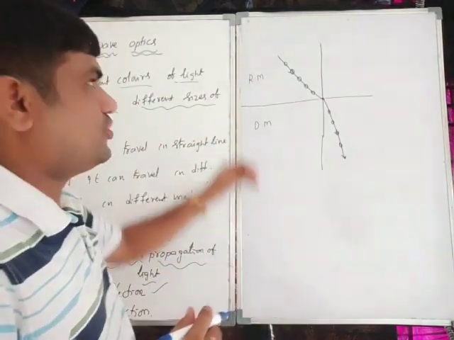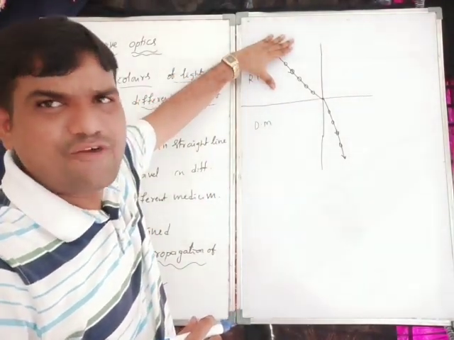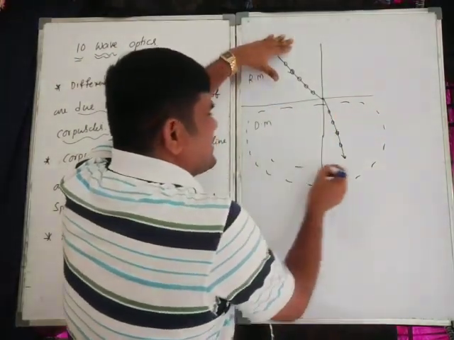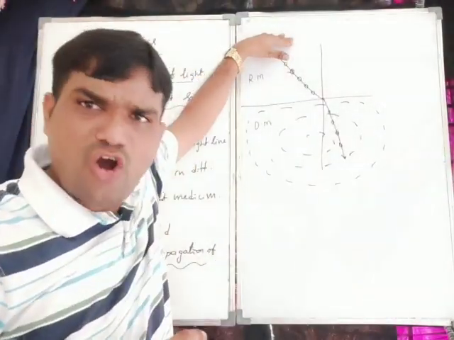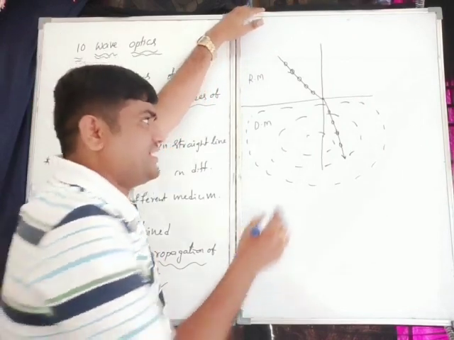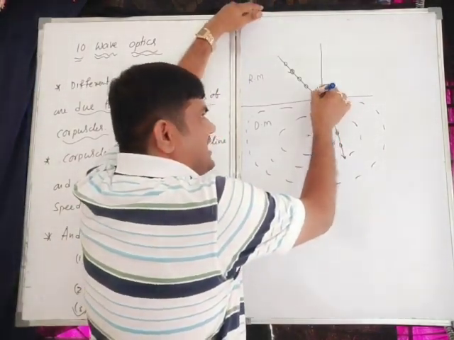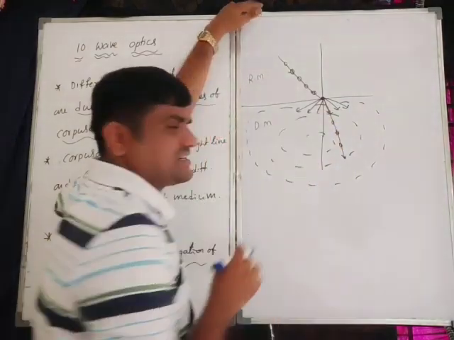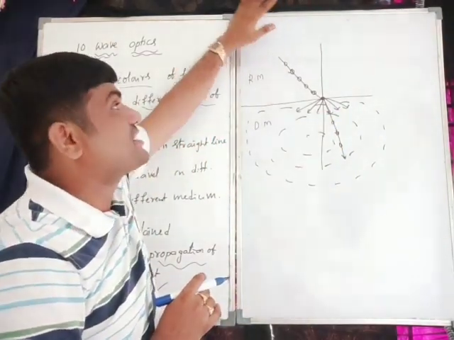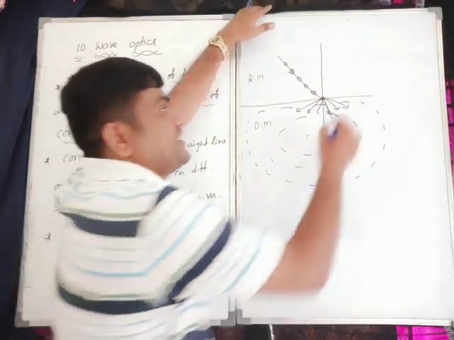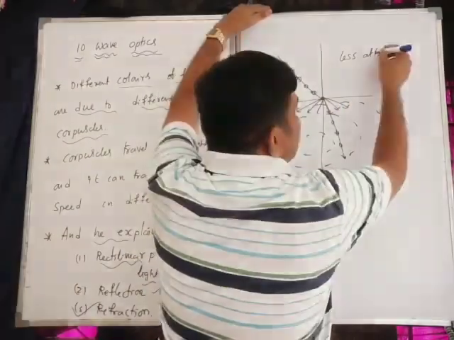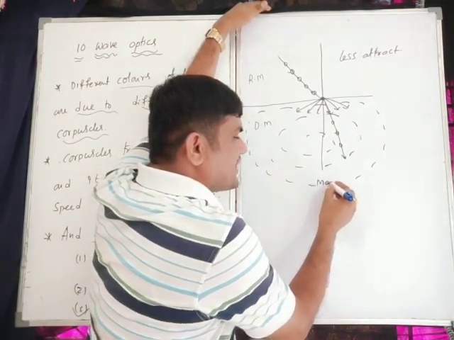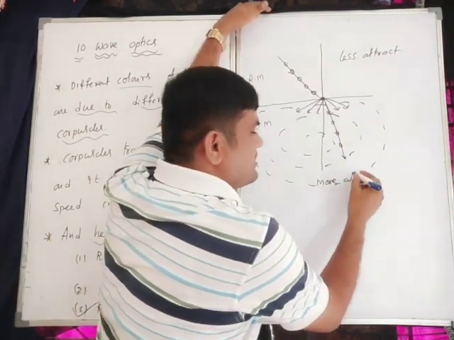What is that? In the rarer medium, the number of particles is comparatively less than in the denser medium. In the denser medium, more particles will be there. Therefore, our corpuscle has more attraction power in the denser medium, and in the rarer medium, less attraction power should be there. In the denser medium, more attraction force will be there.